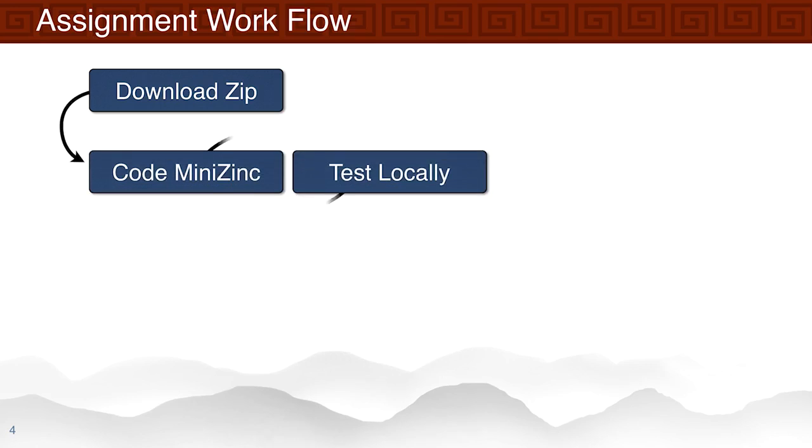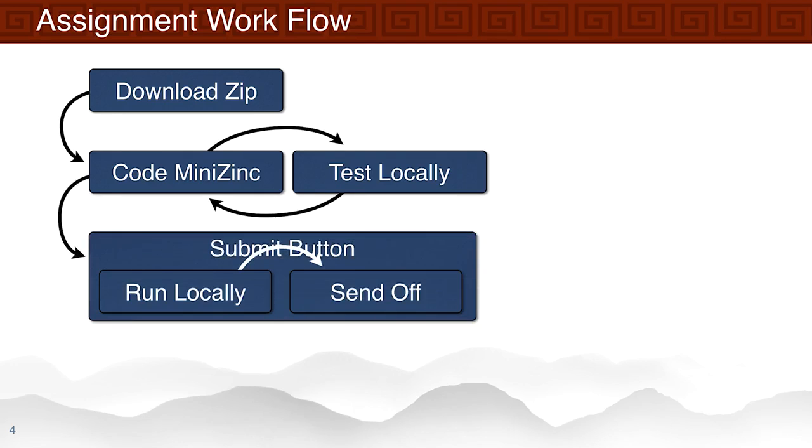So the assignments all work the same way. You're going to download a zip file which contains all the information you need for submitting the assignment, and then you're going to build some Minisync models to satisfy that assignment and test them locally. And there's data included in the zip file, so you can test out your models on that data.